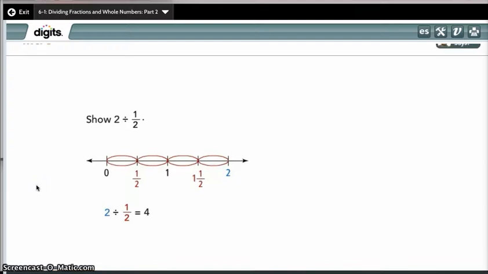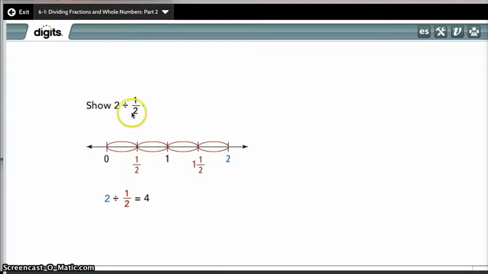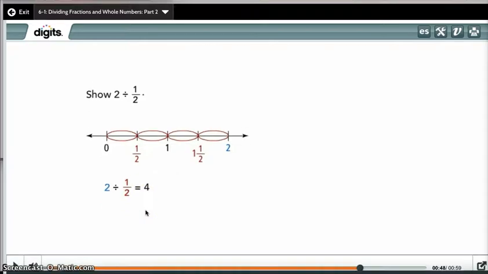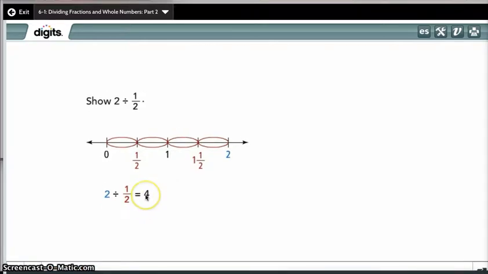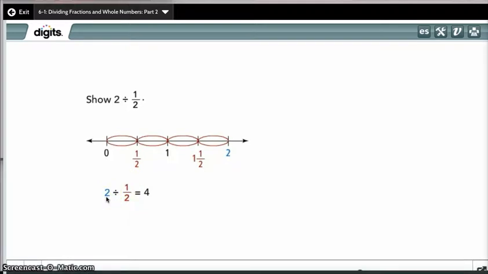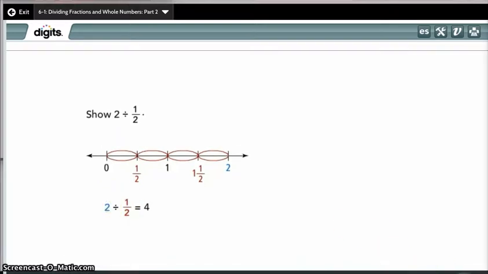The way that I think about these types of problems is how many halves are in a 2. So here's a half, here's a half, here's a half, and here's a half. So how many halves are inside of a 2? There would be 4. So 4 would be your answer. And what they're about to show you is if you work backwards and you do 4 times 1/2, you would get 2. So again, showing that inverse operation.